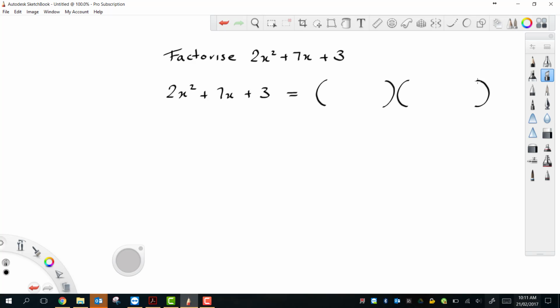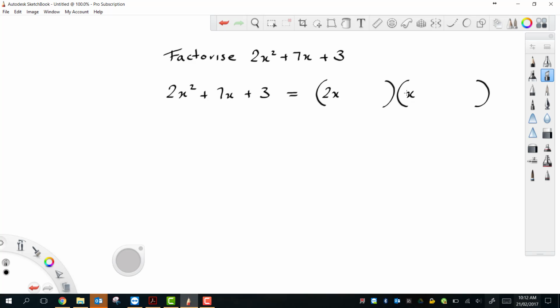Now, the 2x squared, let's come back to that. When we just had x squared, it was easy. We just put an x here and an x here, and the x times the x would take care of the x squared. But if we've got 2x squared, then we're not going to have an x and an x here. We need these two things to multiply to 2x squared. So rather than put an x and an x here, I'm going to make one of them 2x and the other x.